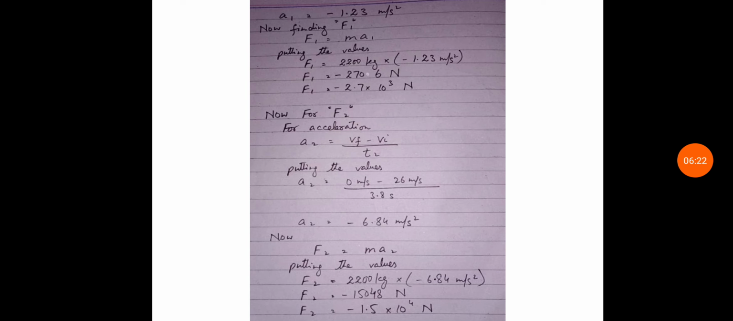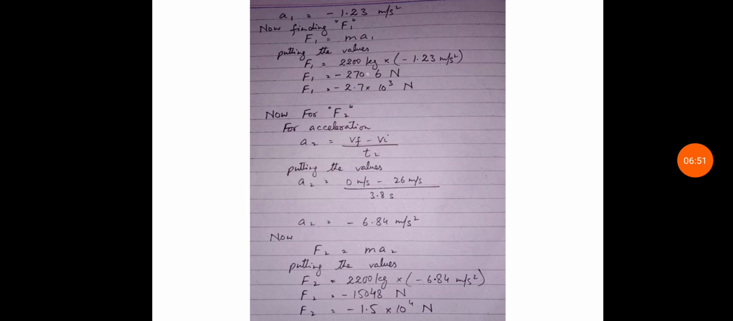For F2 we have a2 equals Vf minus Vi divided by t2. By putting the values, a2 equals Vf 0, Vi 26, and t2 equals 3.8 second. By dividing 26 by 3.8, we get minus 6.84 meter per second square. Now we find F2 equals m a2, and by putting these two values we get minus 1.5 into 10 raised to power 4 Newton.